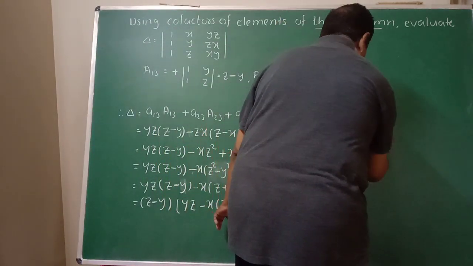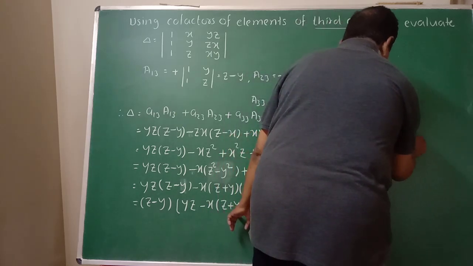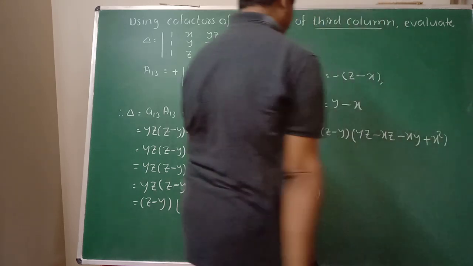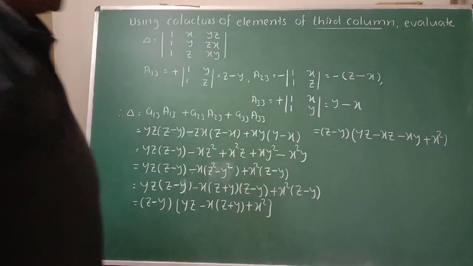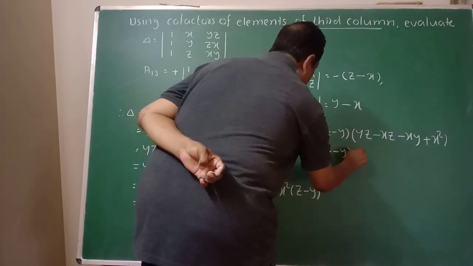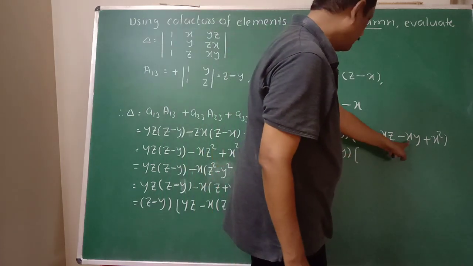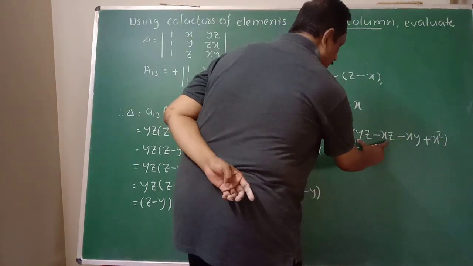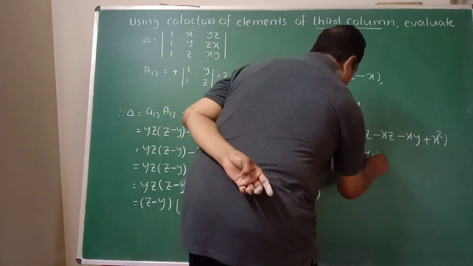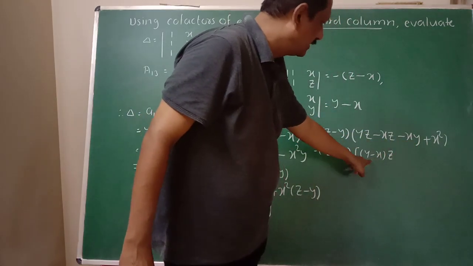Then minus x into z minus of xz, minus x into y minus of xy, plus x square here. So it is a plus x square. Therefore this is equal to z minus y into bracket. Then from the first terms, z is the common factor. So write here y minus x into z here. Take z common here, y minus x right in the bracket here.